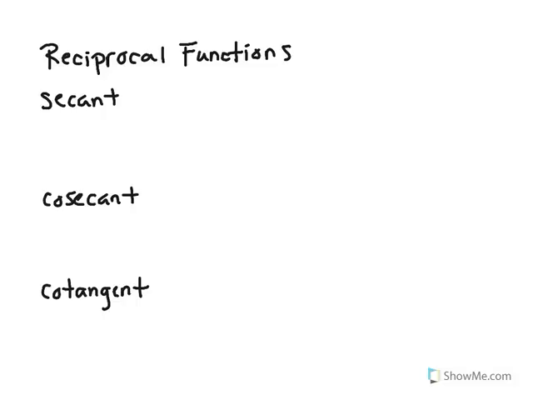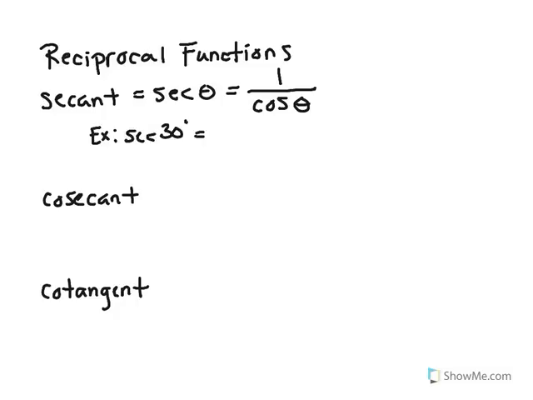For secant, the shorthand way to write this is SEC, and we're going to put a theta sign here. This is equal to the reciprocal, aka 1 over our cosine function. So if I wanted to know the secant of a particular degree measure, I would do 1 divided by the cosine of that degree measure. For example, the secant of 30 degrees. I would do 1 over the cosine of 30 degrees, which, if you've been studying, you should know to be the square root of 3 over 2.